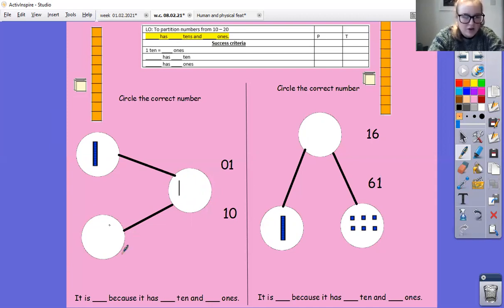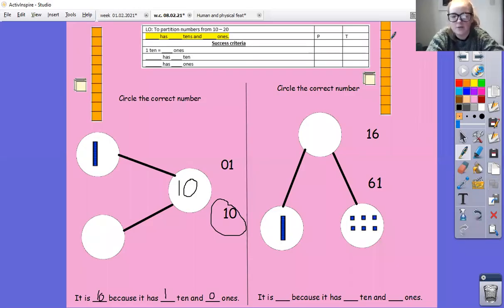How many ones do I have in here? I have 0 ones. So I have 1 ten and 0 ones. What number is this? This number is 10. Fantastic. It is 10 because it has 1 ten and 0 ones. Fantastic. Pause your screen, have a go at this one, come back when you are ready to check it together.